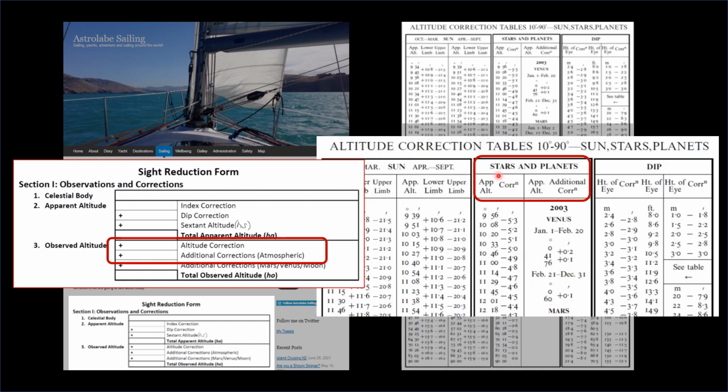Now the center column is for stars and planets, and if you look at the left side of it over here, this would be the apparent altitude or the observation that you actually make, and then over here would be the correction to show you where the actual altitude was. So let's say you made an observation and it was between 9 degrees 56 minutes and 10 degrees 8 minutes, then you would subtract 5.3 minutes off of that observation to get the correct altitude.